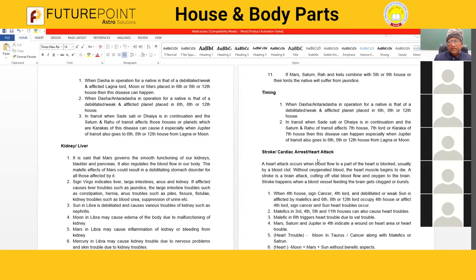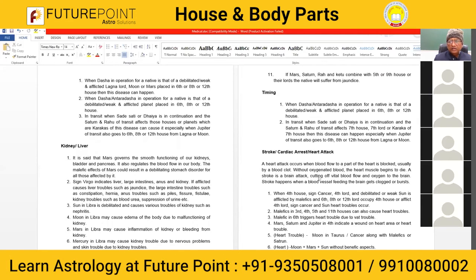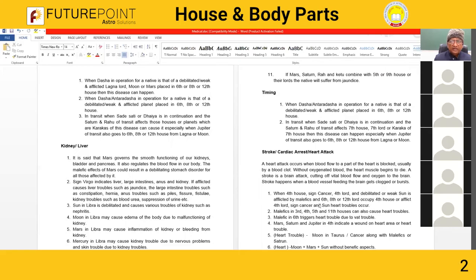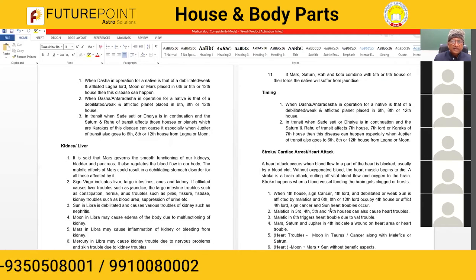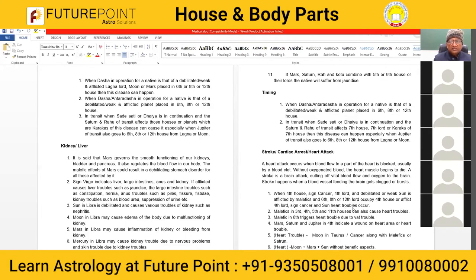Heart attack, the most important thing. This is when the fourth house, sign Cancer. The fourth house represents the heart, and the sign Cancer, because it is the fourth, represents the heart. If the fourth lord is debilitated, or the weak Sun is afflicted by malefics, or by the 6th, 8th, 12th, or the fourth house, the fourth lord, sign Cancer and Sun are afflicted, heart trouble occurs.